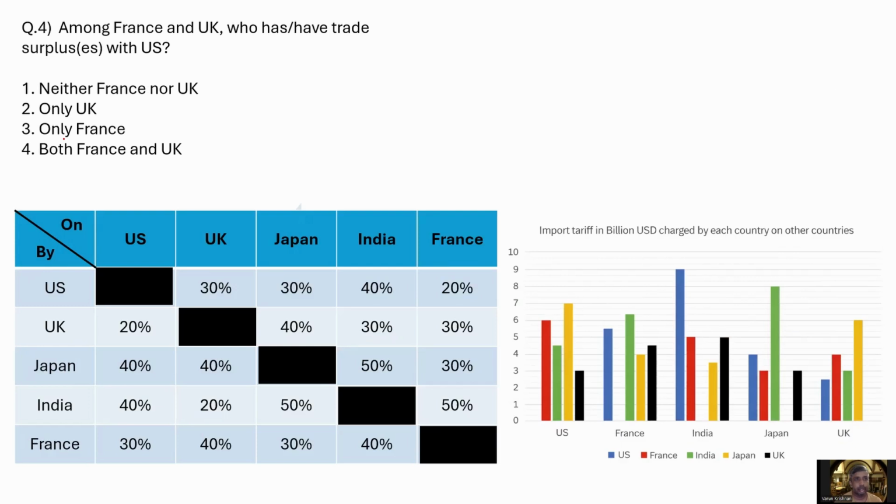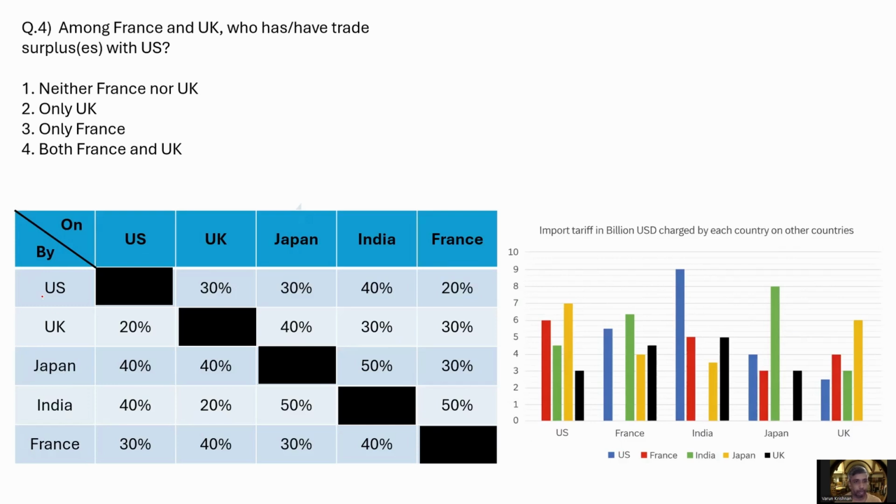And lastly, among France and UK, who has or have surpluses with the US? So we have to compare France with US, then UK with US. So how much is France selling minus how much is France buying from the US? And how much is UK selling to the US versus how much is it buying from the US? So again, let's start with France. So France is selling, right? France is selling means US is buying.